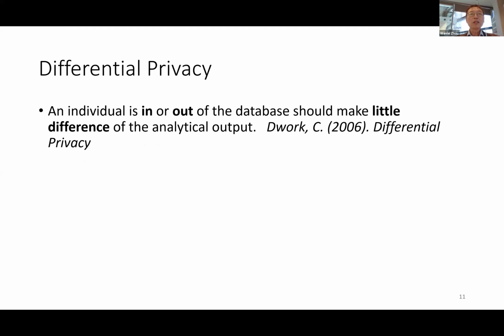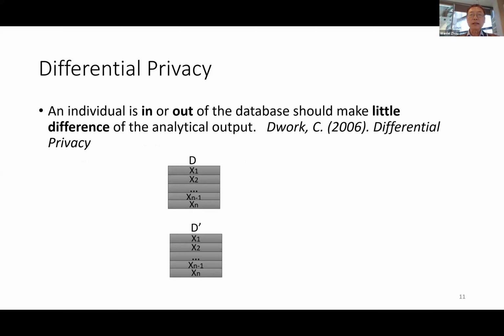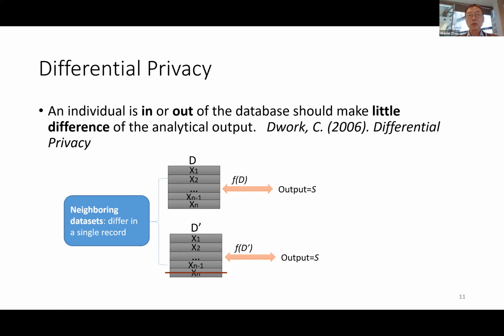So if an individual is in there or not in there, it's not really a big issue. For example, we have two data sets. One is the original data set D, one is D prime. The only difference between these two data sets is that Xn is not in D prime, but it's in D. Then we call them neighboring data sets. That's only one record difference.